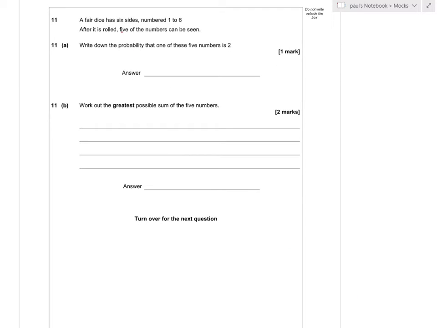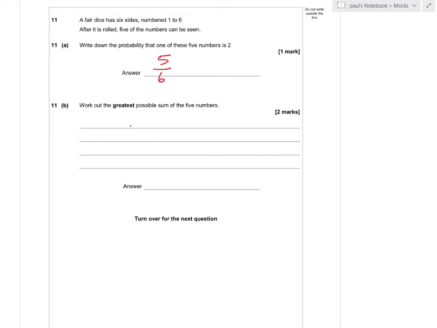A fair dice has 6 sides numbered 1 to 6. After it is rolled, 5 of the numbers can be seen. Write down the probability one of these 5 numbers is 2. So it's just 1 out of 5. No, you can see 5 of them. So you've got 5 chances that it's going to be a 2 out of the 6 sides.